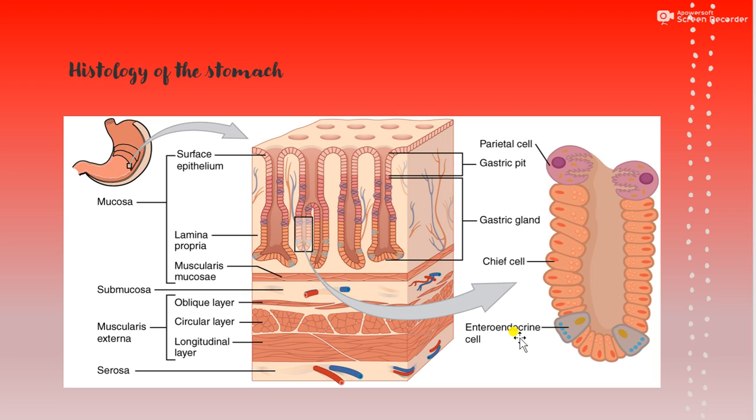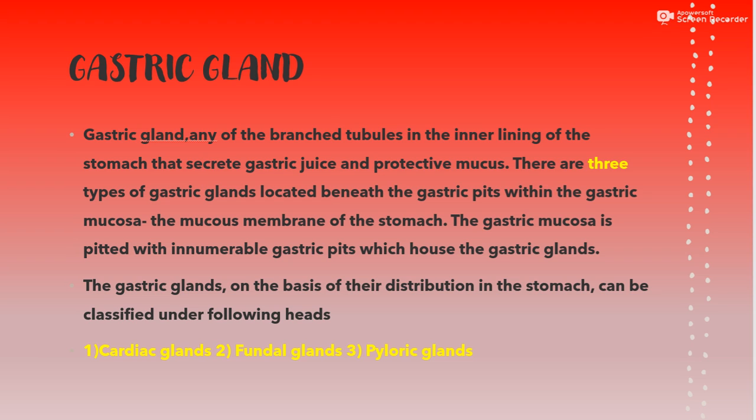Now we see the gastric gland. That is the gastric gland: any of the branched tubules in the inner lining of the stomach that secrete gastric juice and protective mucus. There are three types of gastric gland located beneath the gastric pits within the gastric mucosa, the mucous membrane of the stomach. The gastric mucosa is dotted with innumerable gastric pits which house the gastric glands.